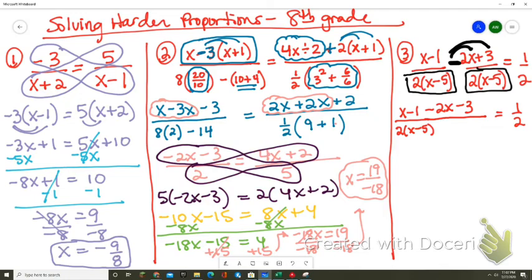I'm not done with the whole problem, so now I need to combine like terms. So I want to combine x minus 2x, which is negative 1x. And then I'm going to combine negative 1 and negative 3, which is negative 4. I am going to go ahead and distribute on bottom, and I get 2x minus 10 equals 1/2.